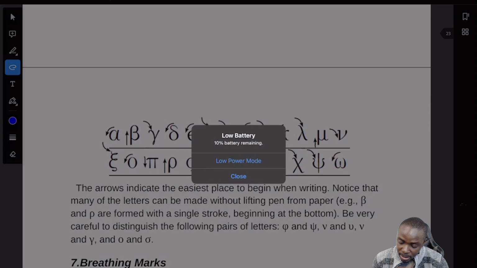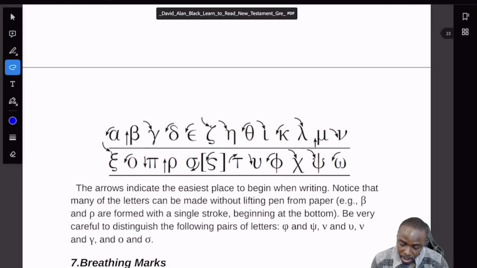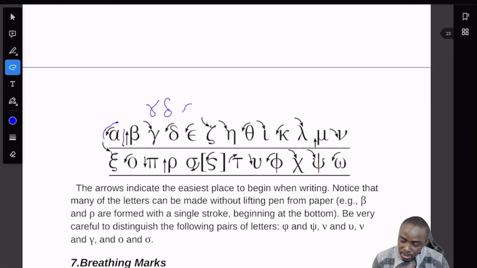You start here to the right and you go this way. For the beta, you start here, then you go that way. For the gamma, you start here, then you go that way, then you go around. Then the delta, you start this way, and you come around. You get the gist. So take your time. You want to practice with this chart. Whether you want to follow the arrows or not is up to you.